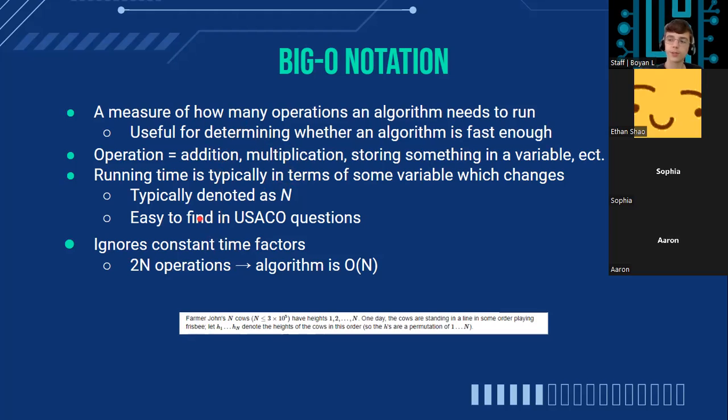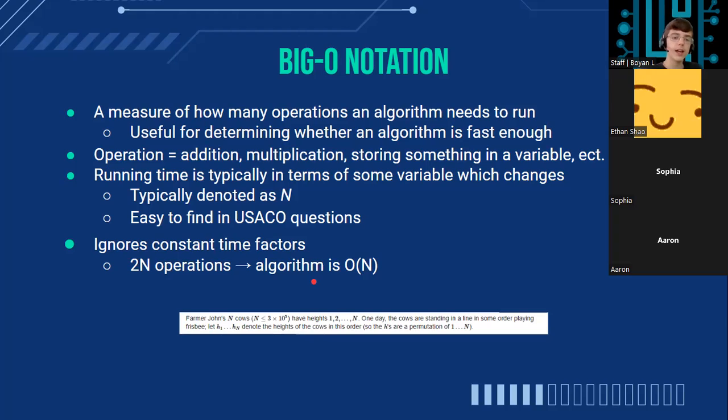Just some quick notes on operations. On big O notation, for example, if we had a for loop that runs n times, where n is the variable of our problem, then the running time of that would be denoted as O of n. And in big O notation, we ignore constant time factors. So for example, if I had a for loop that was running 2n times, then we'd still say that the algorithm runs in O of n speed.